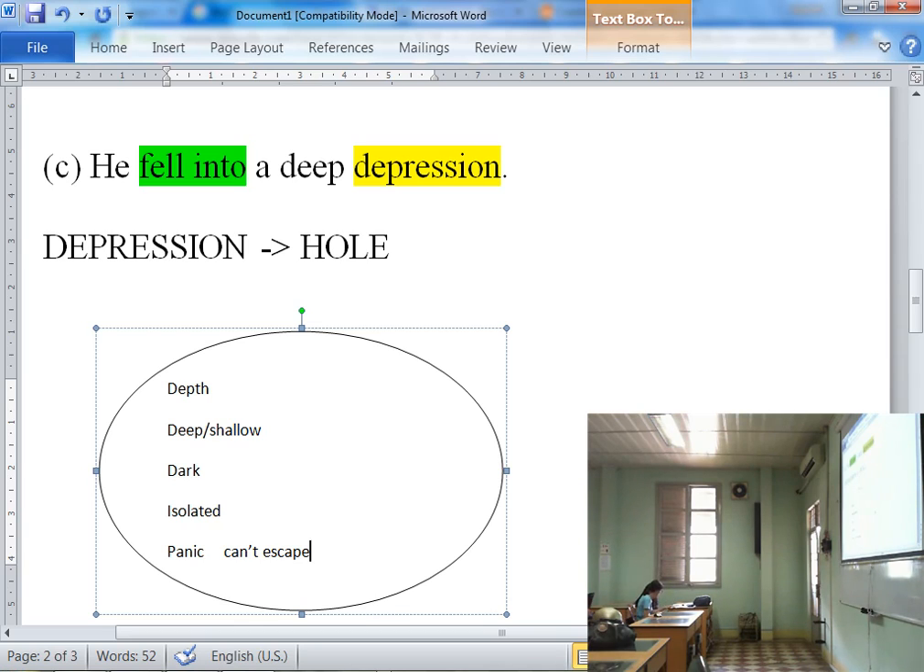Now, again, can you make up language expressions from the concepts of the hole domain to talk about depression? So one is given: he fell into a deep depression. What else? We can also say he fell into depression and could not escape for several months. What else?